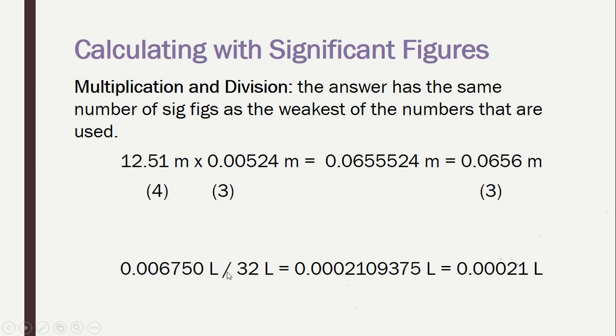In the case of division, the same thing. We can have something like 0.006750 liters that has 1, 2, 3, 4, and 32 liters, which has 2. When you divide those numbers, you get 0.0002109375, which has 1, 2, 3, 4, 5, 6, 7, I think, if I counted that right. So you can't have an answer with 7 significant figures when your input was 4 and 2. So you want to round this to 2 places so that it's the same as the weakest of the numbers that went in, and that's 0.00021 liters.